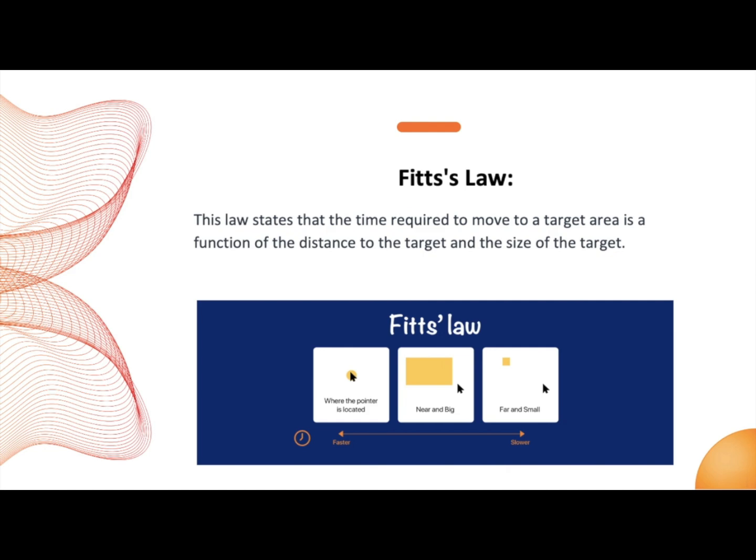What this law is trying to say is that the time required to move to a target area, your CTA button or card or anything that is clickable, is a function of the distance to the target and the size of the target. Basically, it is trying to convey that the less time the user takes to click a button, the more effective that screen or that product is for the user. So keep your things at a small distance and at enough size, not too big or too small, from a user's touch perspective.